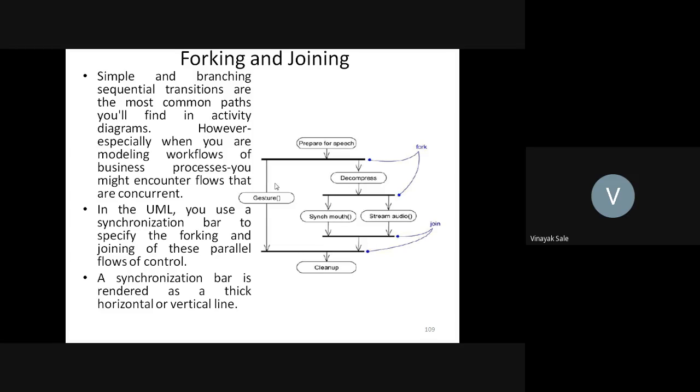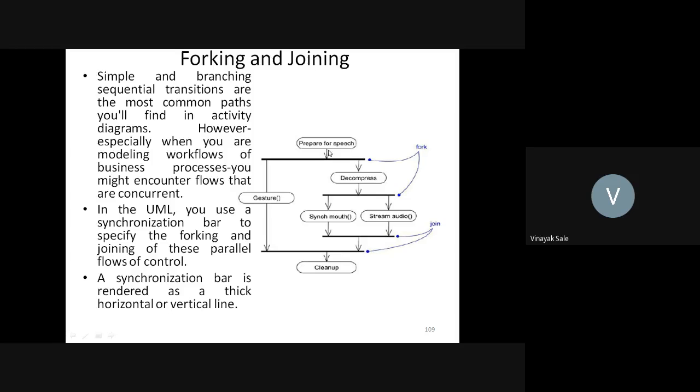So simple and branching sequential transitions are the most common paths you will find in activity diagrams. However, especially when you are modeling workflows of a business process, you might encounter flows that are concurrent. In UML, you use a synchronization bar to specify forking and joining. To specify forking, this is the synchronization bar.